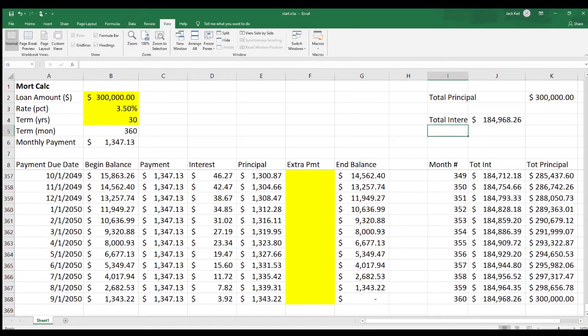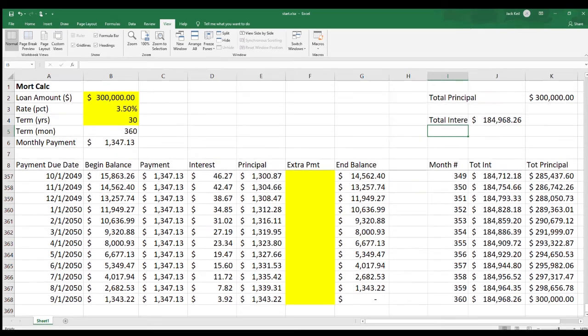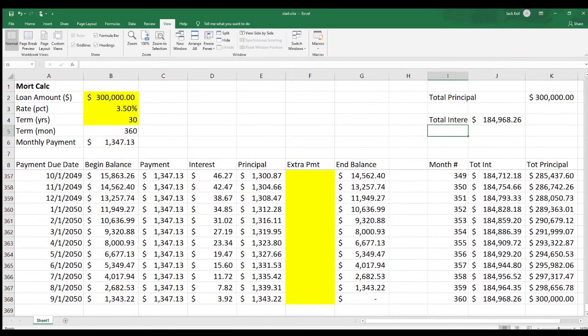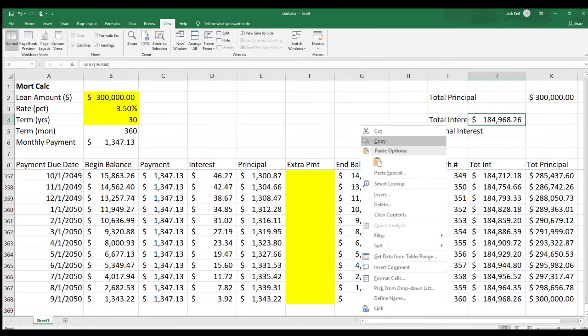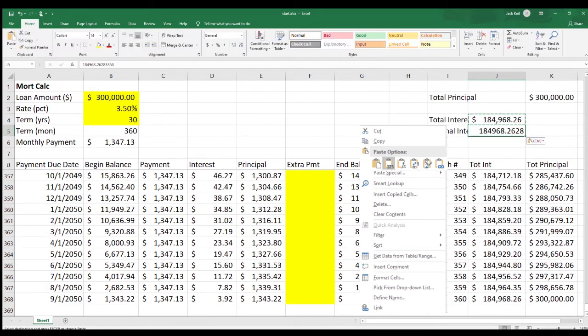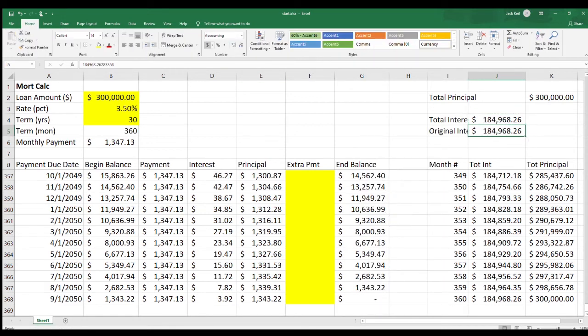And one more thing, if we mess around with this loan, if we're going to change some numbers, let's keep track of what our interest payment is with the original setup. So we will make a row here called original interest, and I'm going to copy and paste a value and format that value. Okay, this is a pretty reasonable mortgage calculator.